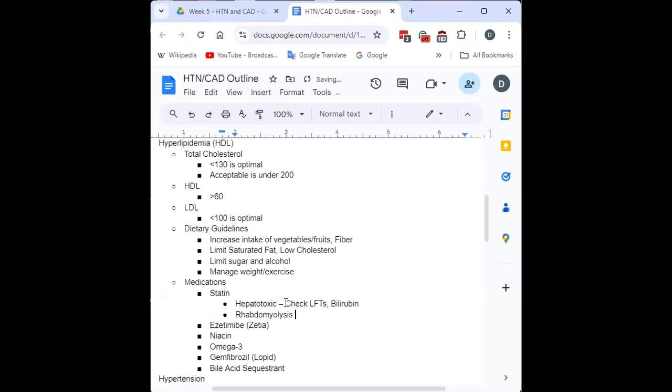When I say rhabdomyolysis, what do you think about? What are some things you want to assess or tell your patient about? Report any muscle pain. Yes, you want to educate the patient on reporting muscle pain. Rhabdomyolysis is the breakdown of muscle, and that breakdown is going to cause muscle pain. What's the complication that can happen with rhabdomyolysis?